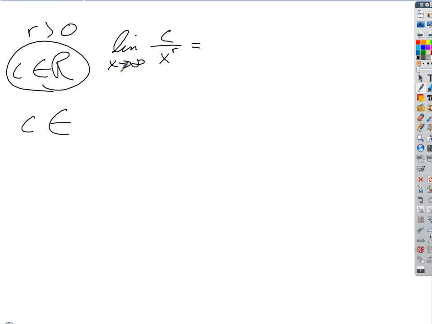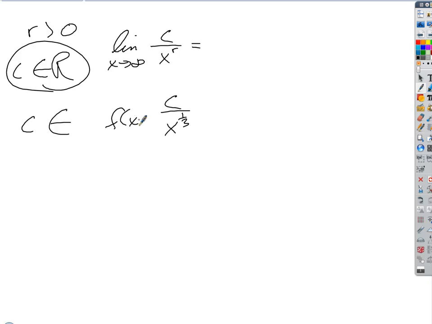Because infinity is darn big. I mean, it's big without limit, right? So the closer you get to infinity, the smaller it gets? Well, no, the bigger it's going to get, right? Now, let's take an example. Let's just say, what if r were 1/3? So if r were 1/3, let's just see what would happen if we had c over x to the 1/3.